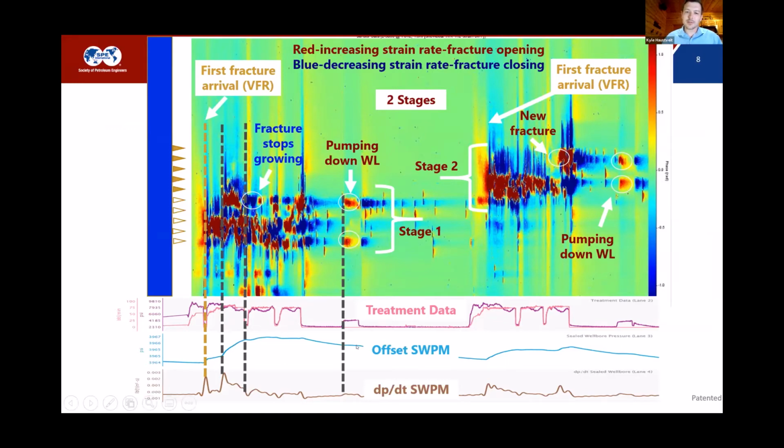We actually see that on the sealed wellbore. It's not as large of a magnitude, but we're only pumping in at around 15 to 20 barrels a minute. What we see is a slight flattening on the sealed wellbore pressure. We see a pretty noticeable change in the derivative.